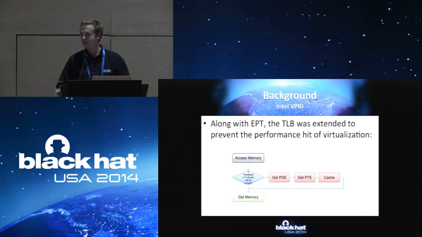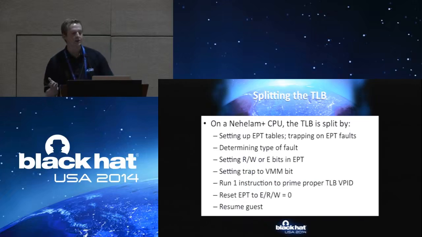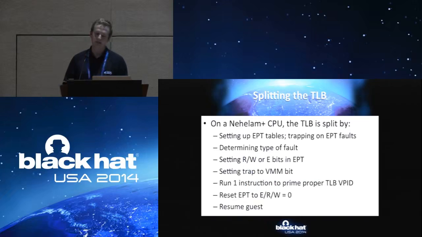So now our new TLB splitting procedure looks something like this. On a Nehalem and newer CPU, the TLB is split. You set up your EPT tables, and then you trap on EPT faults. You then do the same process of determining if it's an instruction fetch fault or a data fetch fault. And then you set the entry in the EPT to either read-write, so data, or execute only.